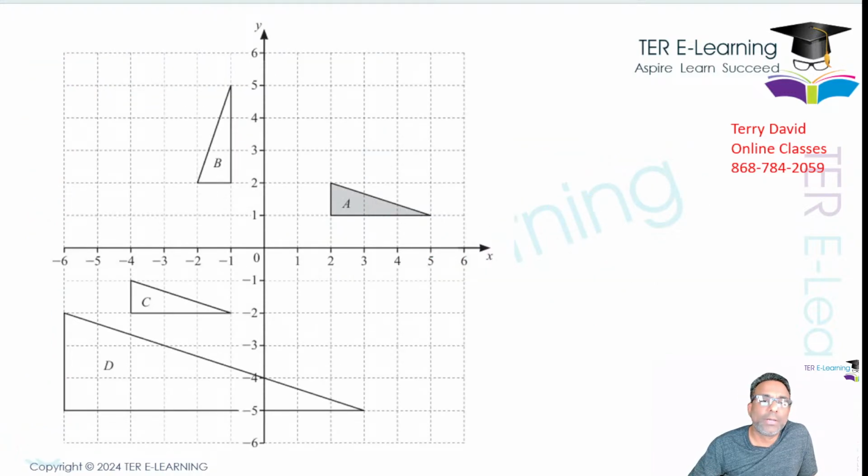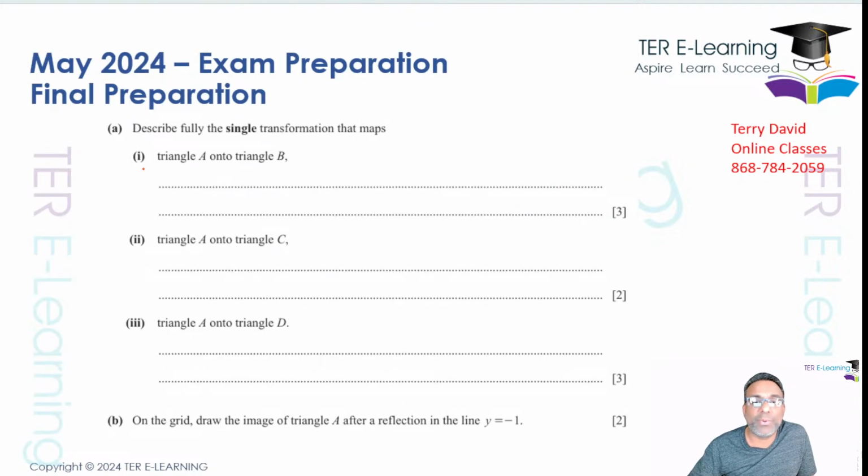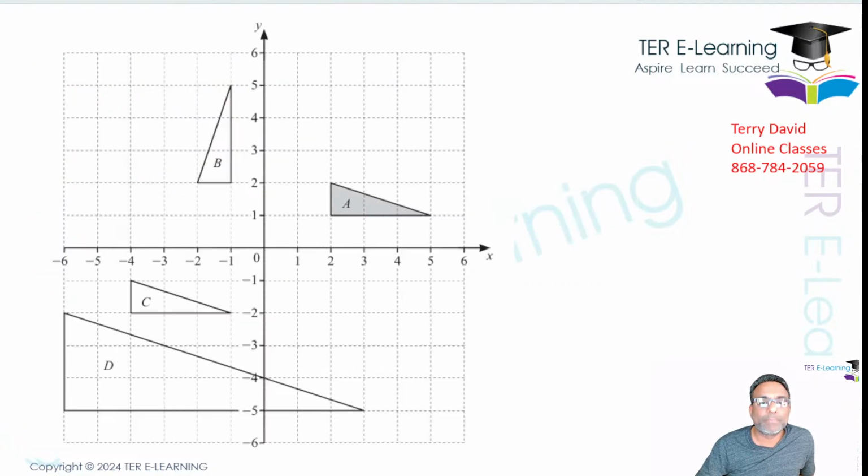Right, so typically we get a question on transformations, and what CXC has been doing is bringing all 4 transformations in one question, right? So we have some diagrams here. We have A, B, C, and D. All of these are triangles, right? And the first thing we want to do in part A, part 1, is describe fully a single transformation that maps A onto B, right? A onto B.